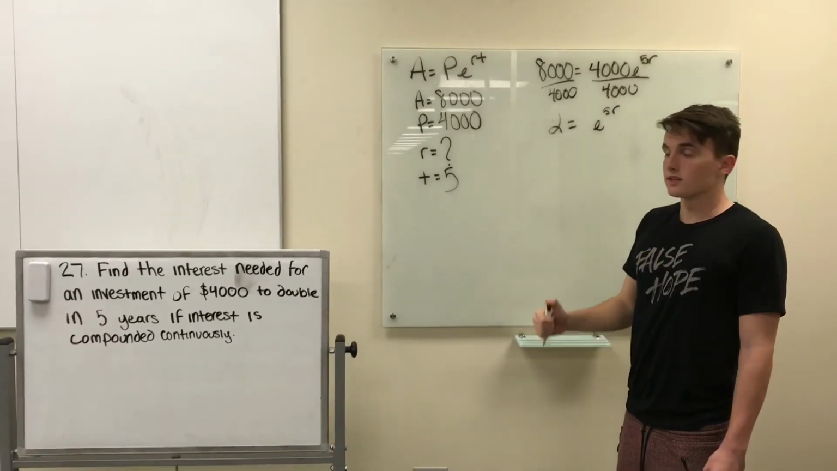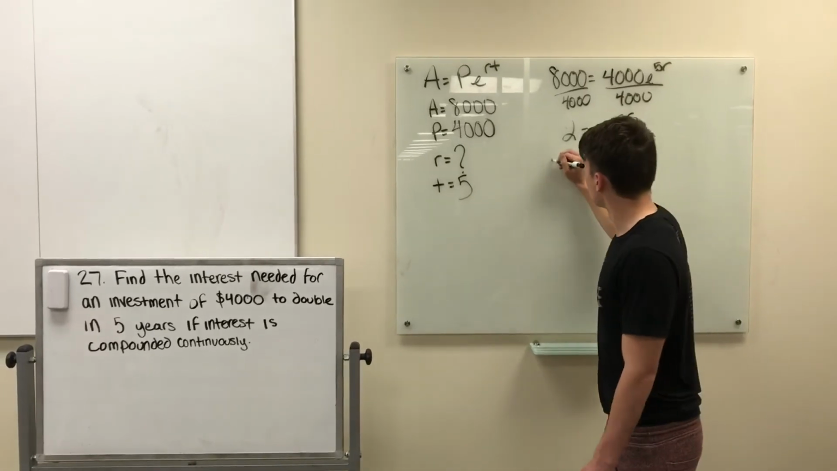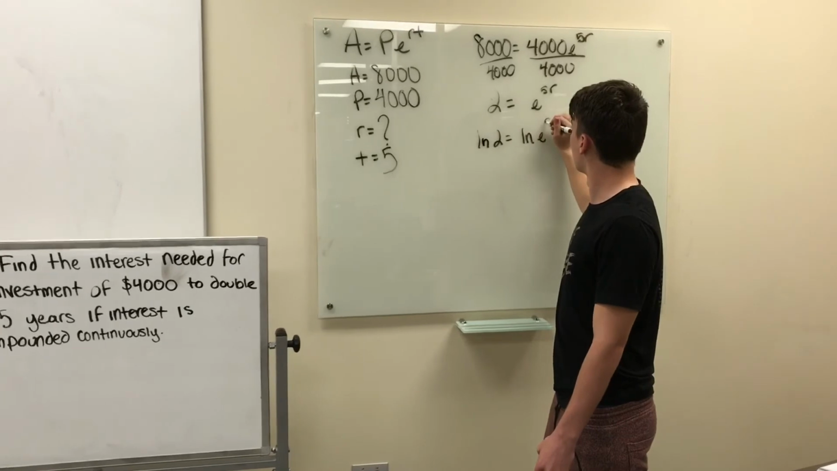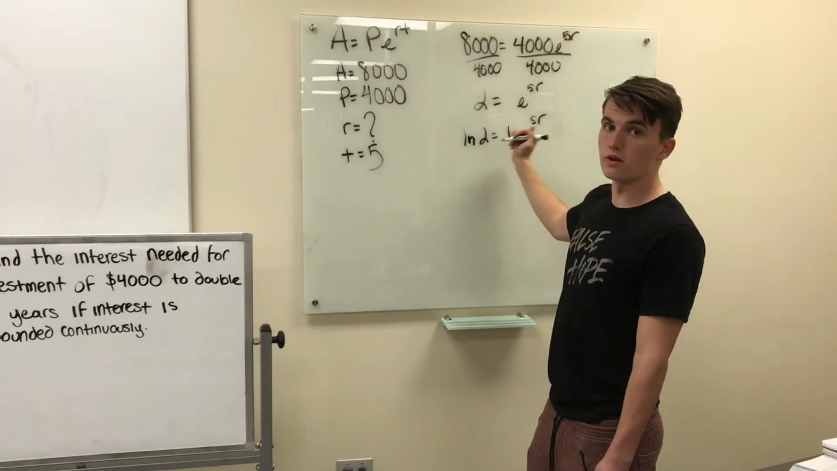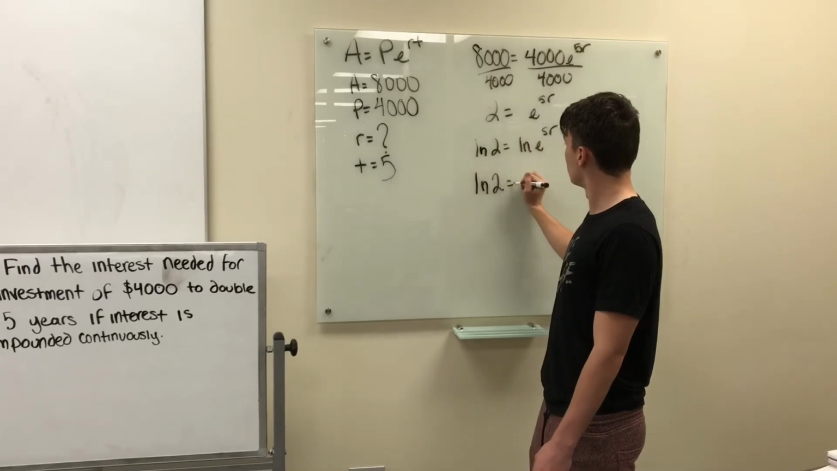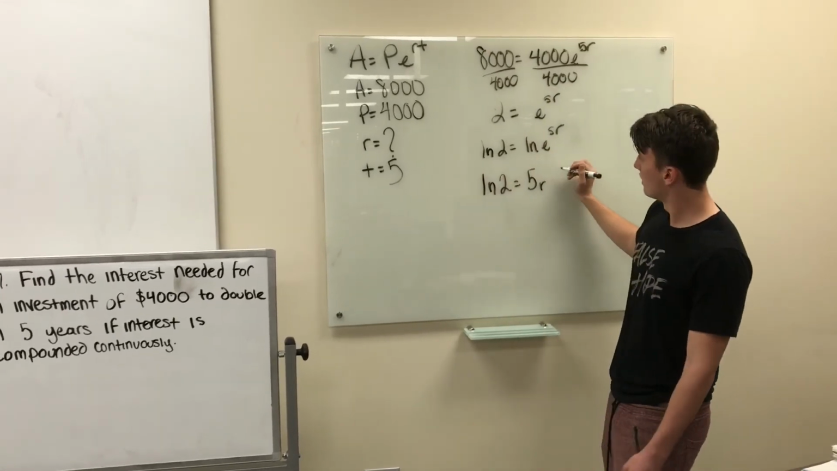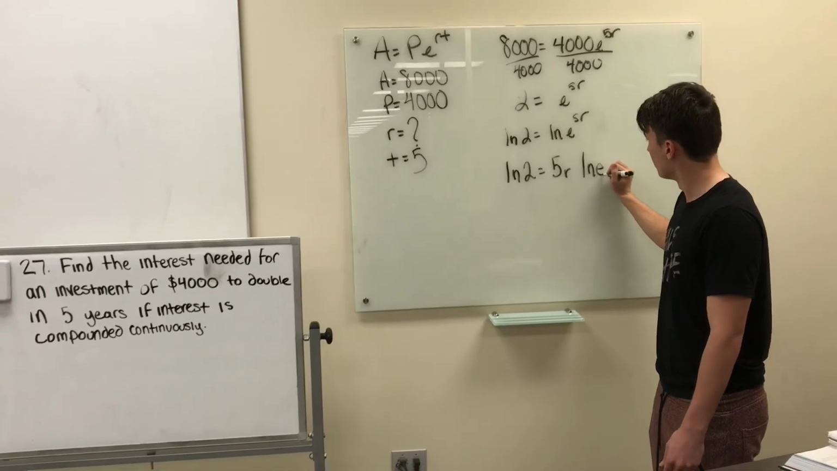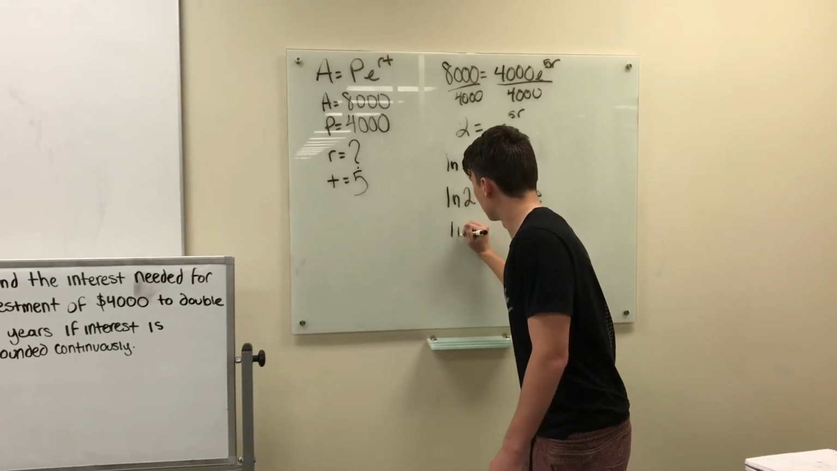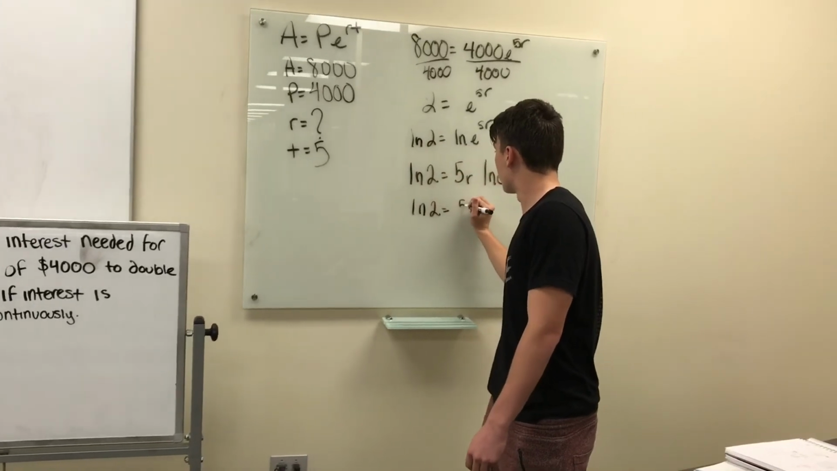What you're going to do is take the natural log of both sides. So this will be ln of 2 is equal to ln of e to the 5r, in order to get the 5r away from the exponent. So it's going to be ln of 2 is equal to 5r times ln of e. Now, the ln of e, as we all know, is equal to 1. So this is going to be ln of 2 is equal to 5r.